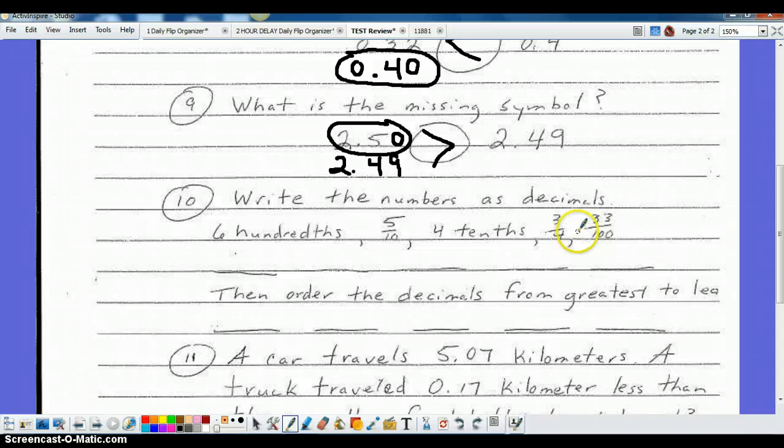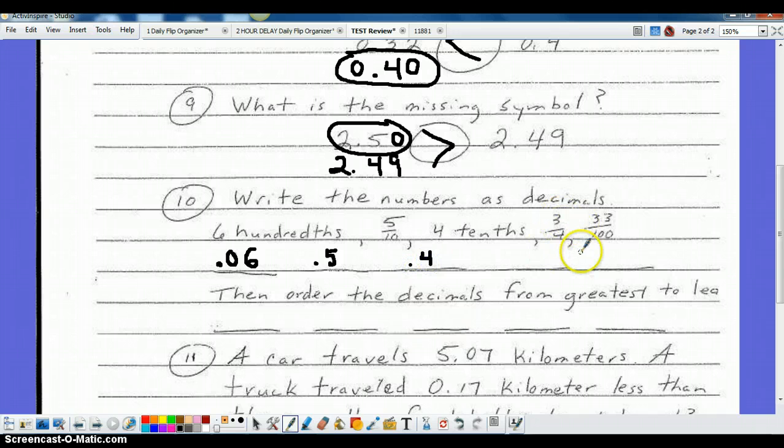Write the number as decimals. All right, I've got 6 hundredths. I'm just converting the decimals. I need to make it as a decimal, so 6 hundredths would be a decimal point and a 6 in the hundredths place value. 5 tenths would be a decimal point, and then a 5 in the tenths place value. 4 tenths, a decimal point, then a 4.